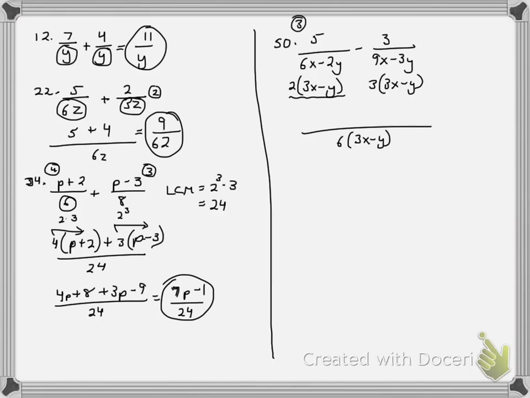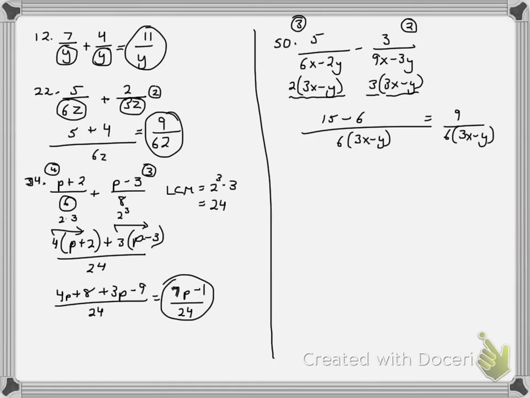I've already got a 3x minus y, I've already got a 2, so I'm only missing the 3. 2 times 3 is 6. That's my multiplier there. In the second one, I've got the 3x minus y. I've got a 3, but I need a 6, so my multiplier there is 2. Hopefully these are looking easier and easier for you. Multiplying then the numerator, I'm going to get 15 minus, that would be 3 times 5, minus 3 times 2, or 6. 15 minus 6 is 9, over 6 times 3x minus y.